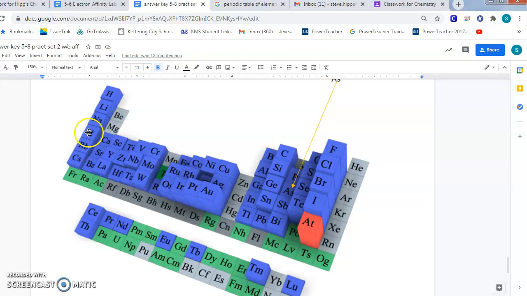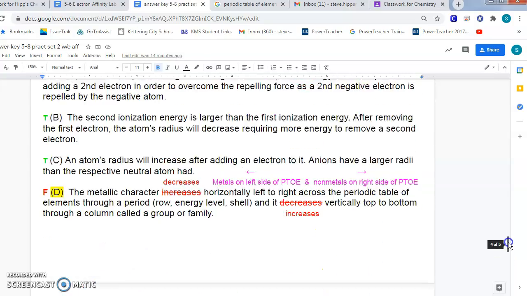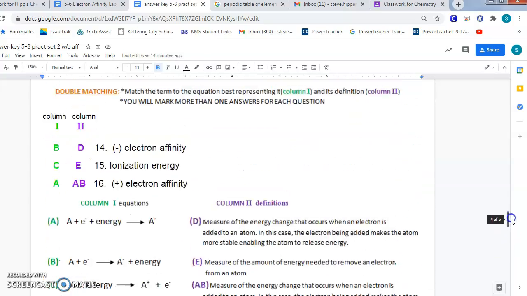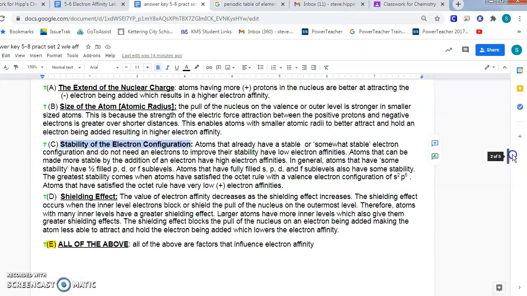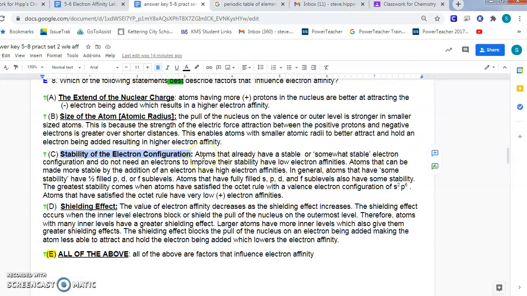The S1 column would rather lose an electron to be stable, but if we give the S1 column an electron, it would fill the S. A filled S is better than not a filled S. Right here, carbon's family, they're S2P2. If we give them an electron, we would make them S2P3. We learned that a half-filled P is better than a not half-filled P. A half-filled D or a half-filled F is better than a not half-filled. So does the electron configuration matter?